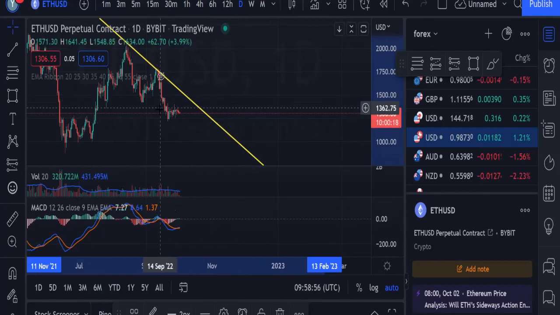We can see a rejection here, but it's not developed yet. But I'll be here tomorrow to update you about the market anyway.